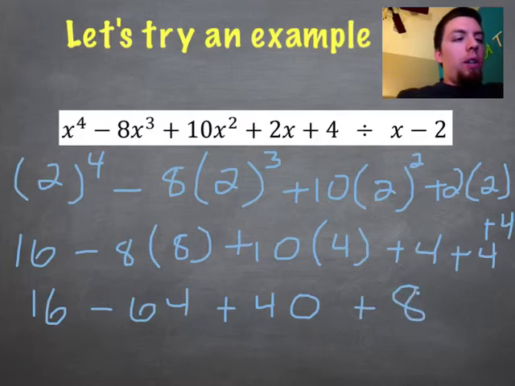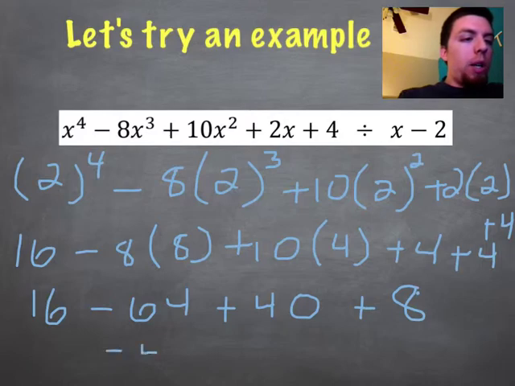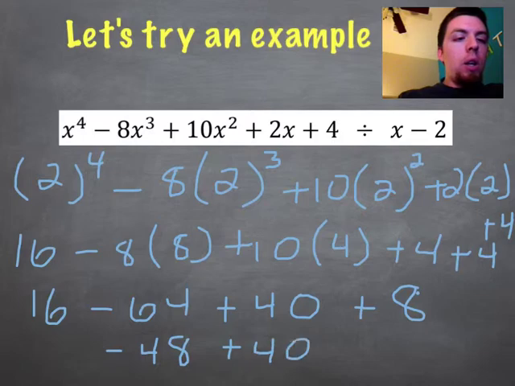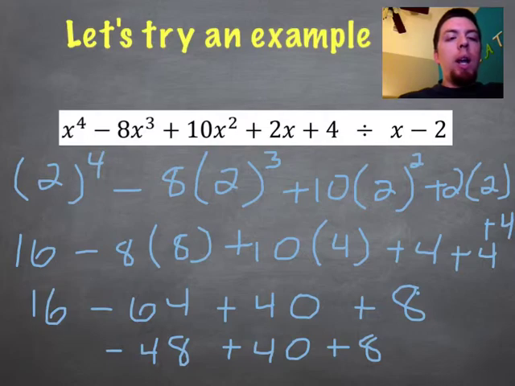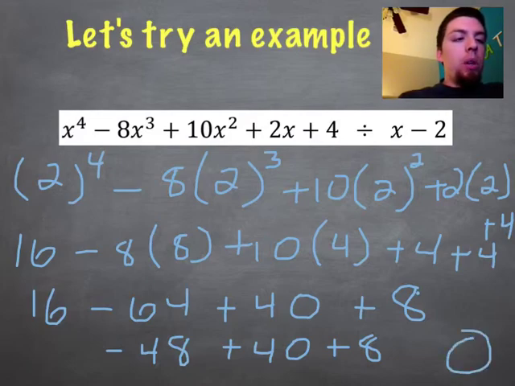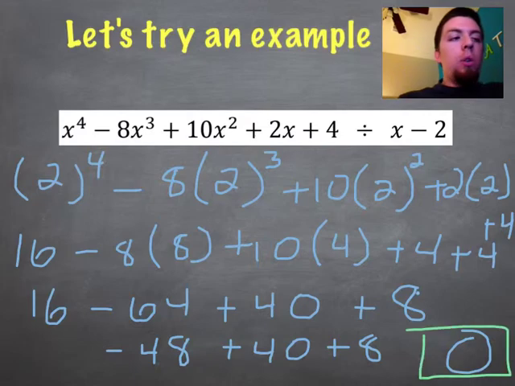Okay, so we have 16 minus 64, which is going to be negative 48. And then we have plus 40 plus 8. And you'll see there, negative 48 plus 40 plus 8, that 40 and 8 add to 48, so we get negative 48 plus 48. So that whole thing cancels, and that means our remainder is going to be 0. And that is really important, and we'll talk about that in a second.